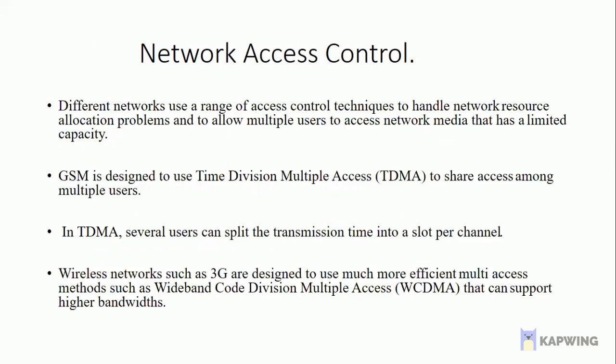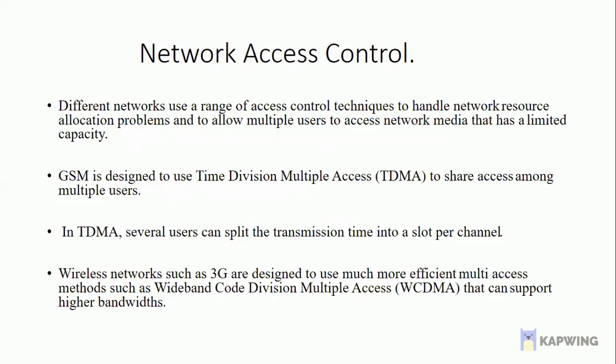First one, different networks use a range of access control techniques to handle network resource allocation problems and to allow multiple users to access network media that has a limited capacity. GSM is designed to use time division multiple access, TDMA, to share among multiple users. In TDMA, several users can split their transmission time into slots per channel.